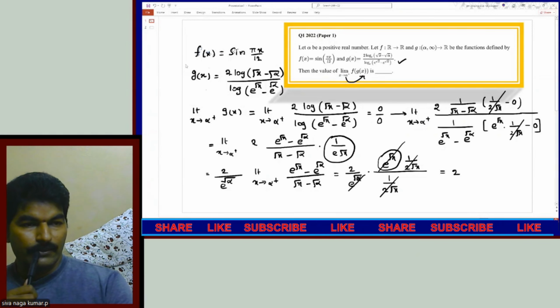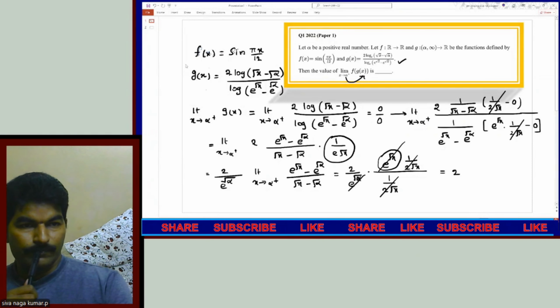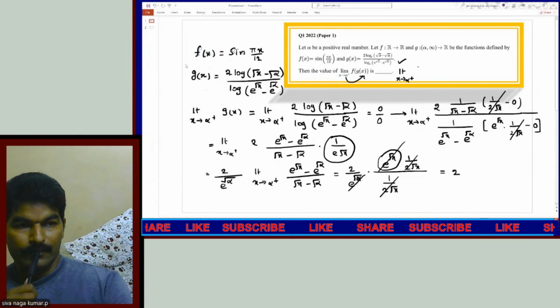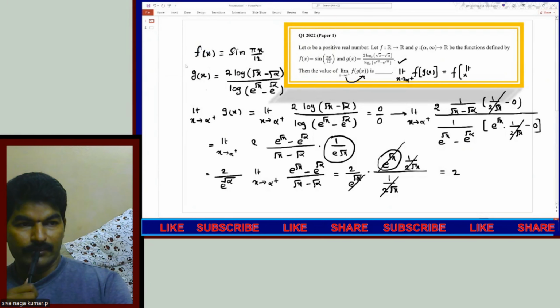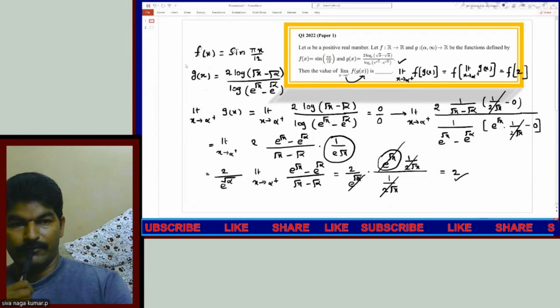Now, look at this problem. In this problem, limit x tends to alpha plus f of g of x it is, right? And just now we calculated, so we can write f of limit x tends to alpha plus g of x. You can write like this. And this is equal to f of this value we already calculated, f of 2. So finally, our answer will be f of 2.